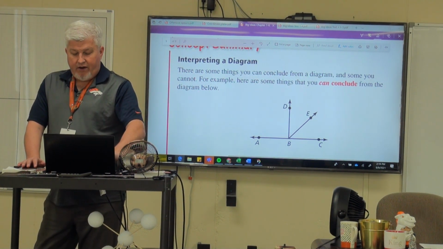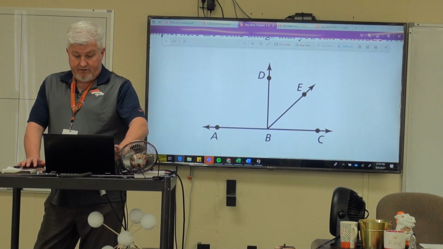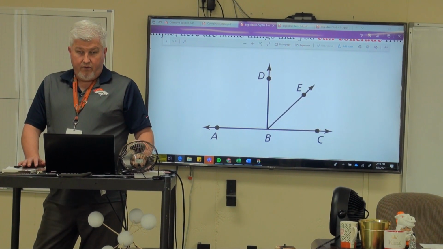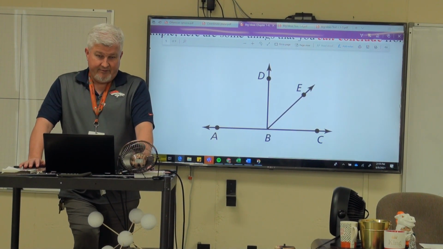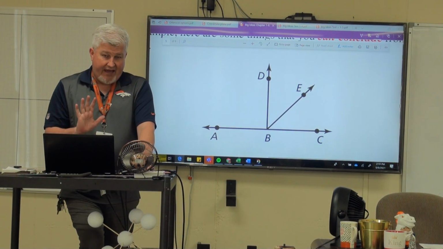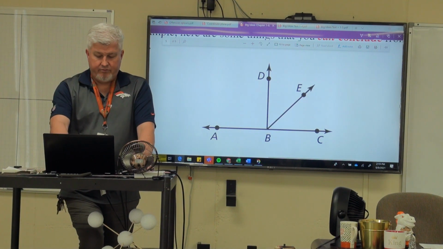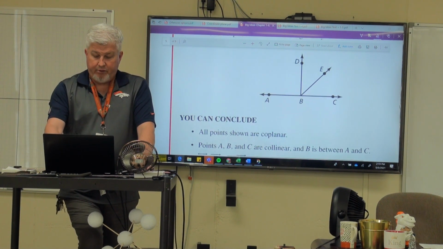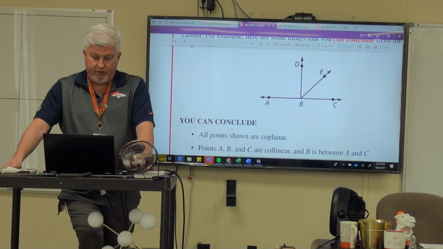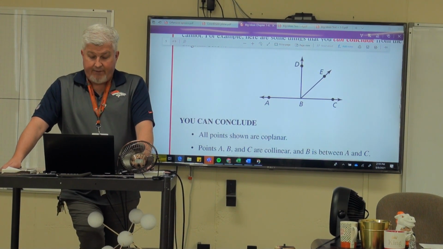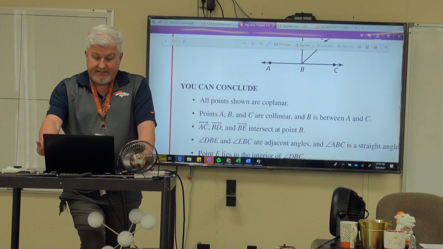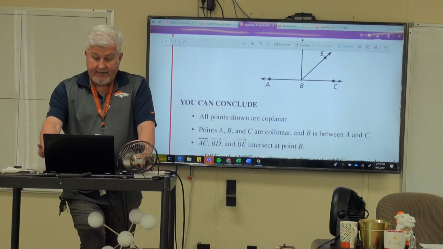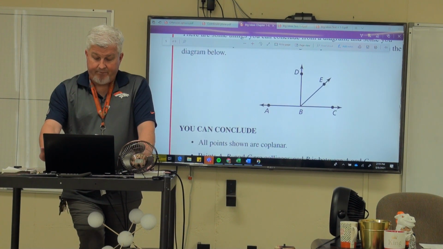Let's see. What I'm going to ask you is, what are you tempted to conclude here that you cannot? Okay? So think about that while we look at what you can conclude. All points are coplanar. You can assume that or conclude that based on the drawing. Points A, B, C are collinear, and B is between A and C. Line AC, ray BD, and ray BE intersect at point B.